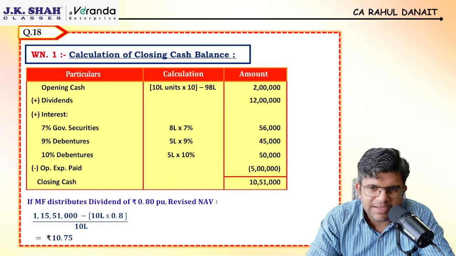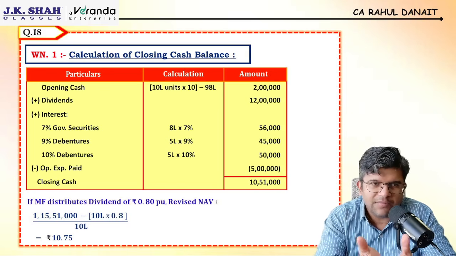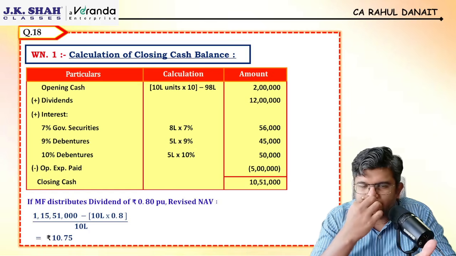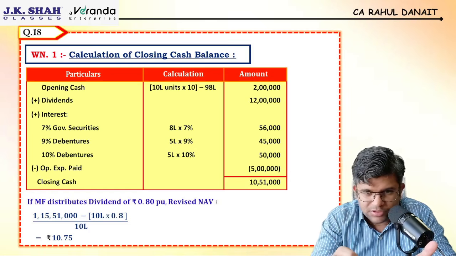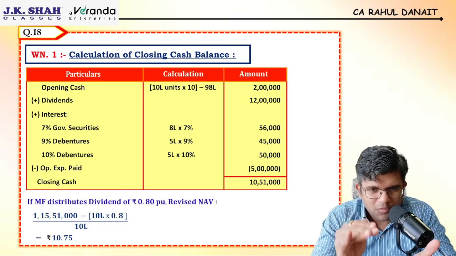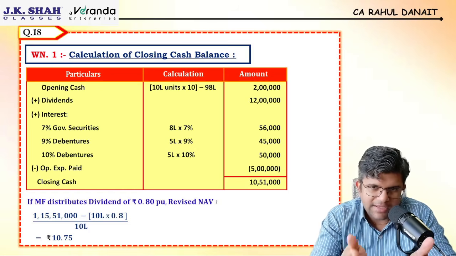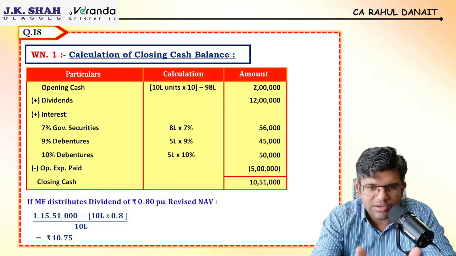Students, please help me understand whether you're understanding. If yes, then yes. If no, then ask the doubt. All clear? 1 crore 15 lakh 51,000 were your assets. In that, 10 lakh 51,000 was cash, but the cash is going to drop by 8 lakhs. So overall assets will drop by 8 lakhs, and this is your revised NAV.